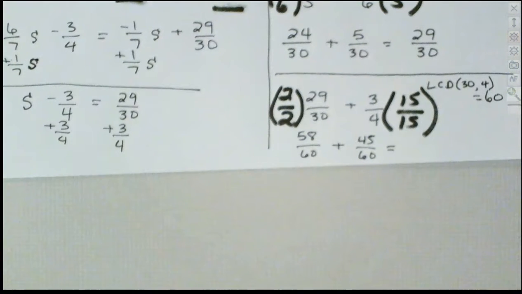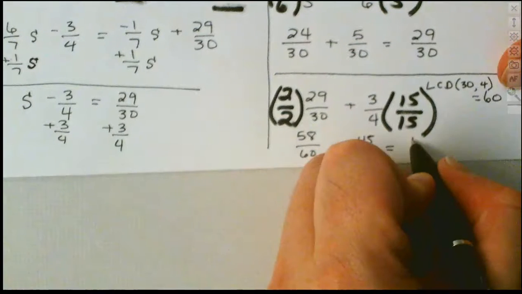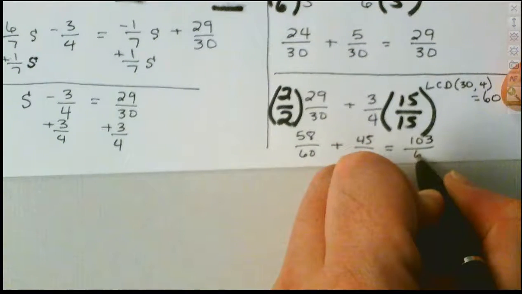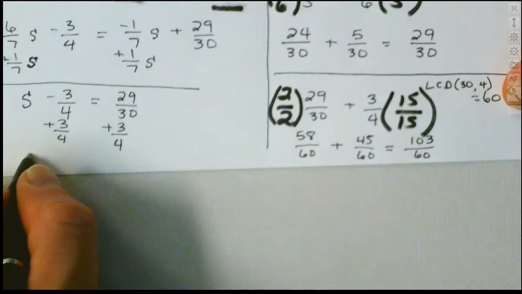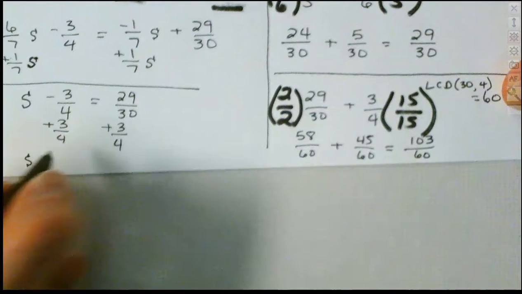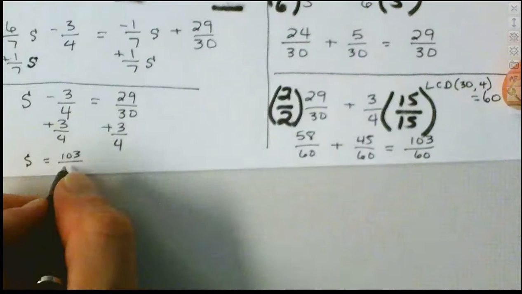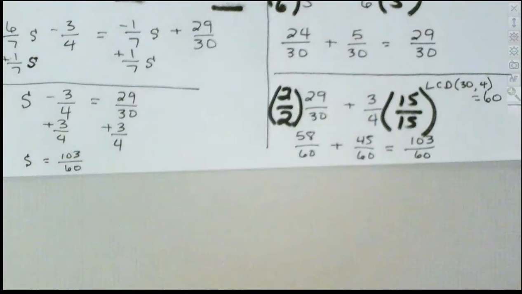We've got 58 plus our 45. That gives us now 103/60. So my final answer then is s equals 103 over 60. And I don't think that's going to reduce down any. And that's as far as you can go.